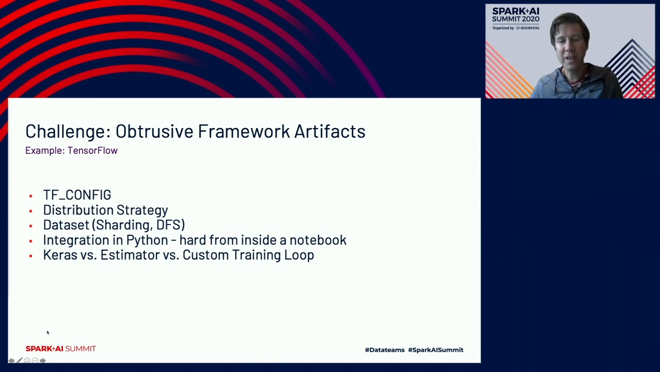I can give the example of TensorFlow, because the work we've done to date has been with TensorFlow and Keras. In TensorFlow, if you're going to do distributed deep learning, so data parallel deep learning, you have to set up an environment variable called TF_CONFIG with the IP addresses of all the workers. We have to decide on the distribution strategy. If it's collective all-reduce, for example, that would be one distribution strategy. When we share the data set for training, how do we share it amongst the workers? Do we have a distributed file system available? And then if we're working with Keras or the Estimator framework in TensorFlow, or if we have custom training loops, how do we integrate all this?